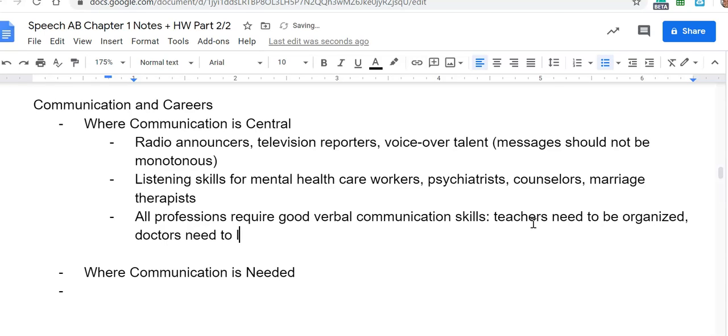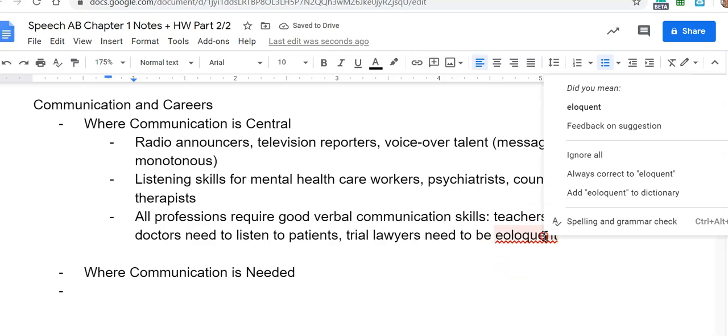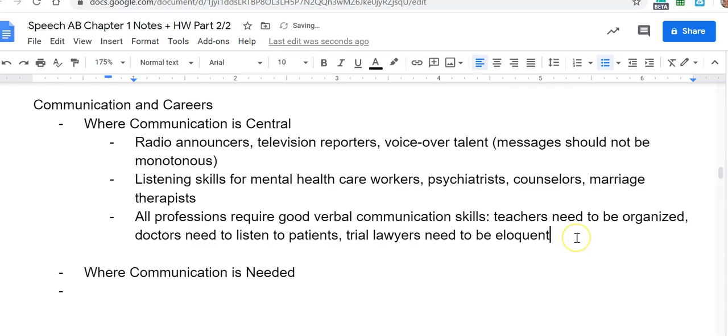Doctors need to listen to patients. Trial lawyers need to be eloquent. They really need to find the right words and also listen to the arguments at the same time. The list can go on, and there's going to be a specific homework for this one as well.